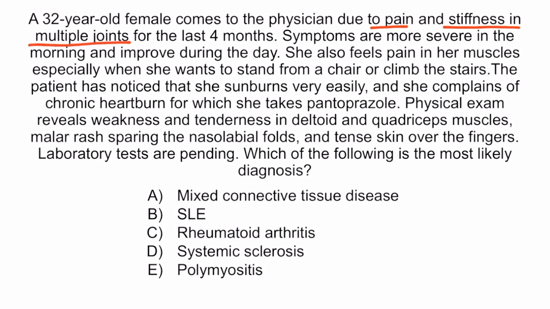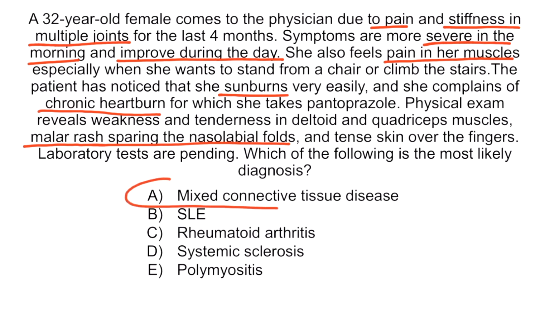These symptoms are more severe in the morning and improve during the day. This is classic description of inflammatory joint pain, and it fits the description of either rheumatoid arthritis or SLE. This patient has proximal muscle pain, which points toward polymyositis. Chronic heartburn suggests a GI manifestation of systemic sclerosis, while sunburn and the malar rash sparing the nasolabial folds are consistent with SLE. As we can see, this patient exhibits the symptoms of multiple different connective tissue diseases. Therefore, the most likely diagnosis is mixed connective tissue disease.